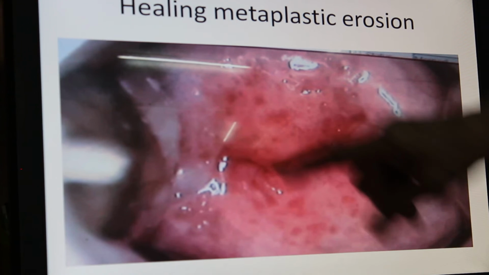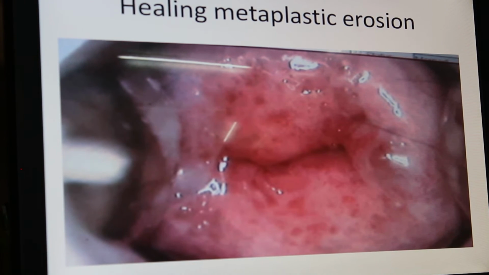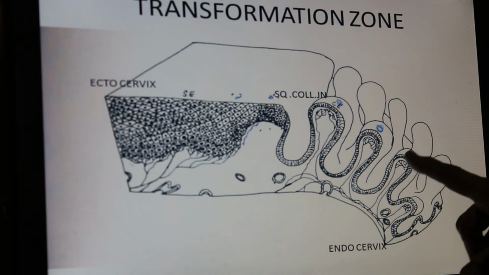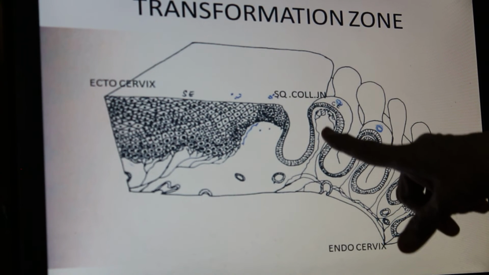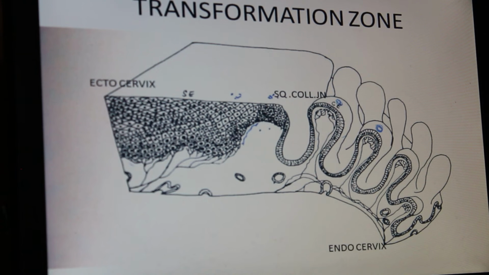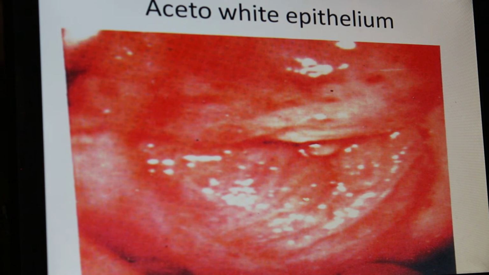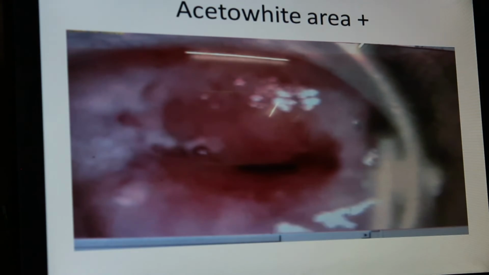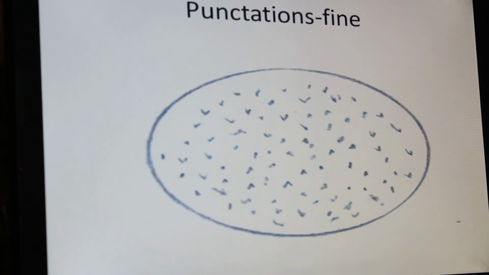These left out islands are known as glands. Different degrees of glands. This is the squamous epithelium, this is the columnar epithelium, this is the squamo-columnar junction. Okay? And the area from the os to the squamo-columnar junction is known as the transformation zone. This is the aceto-white epithelium. This is Schiller's test, iodine negative area.